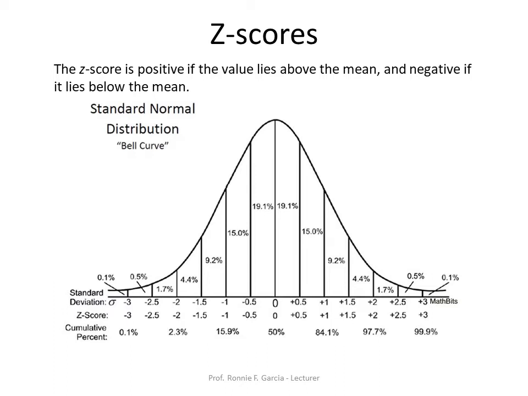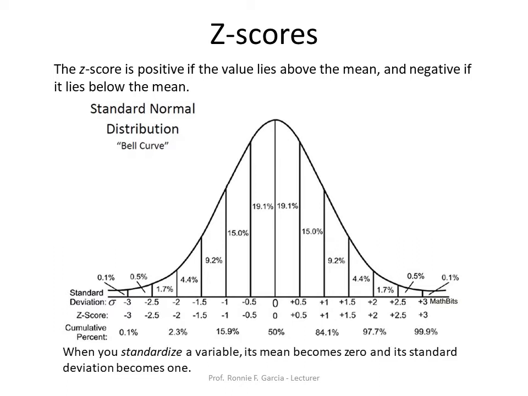So all of the normally distributed data sets can be transformed into this kind of data set. So the mean will become 0. When you standardize a variable, its mean becomes 0 and the standard deviation becomes 1. So that's why we have 1, and we also presented the 0.5, half of it, on the left side and on the right side, so that it can be clearly seen that all of the values are represented in our normal curve.